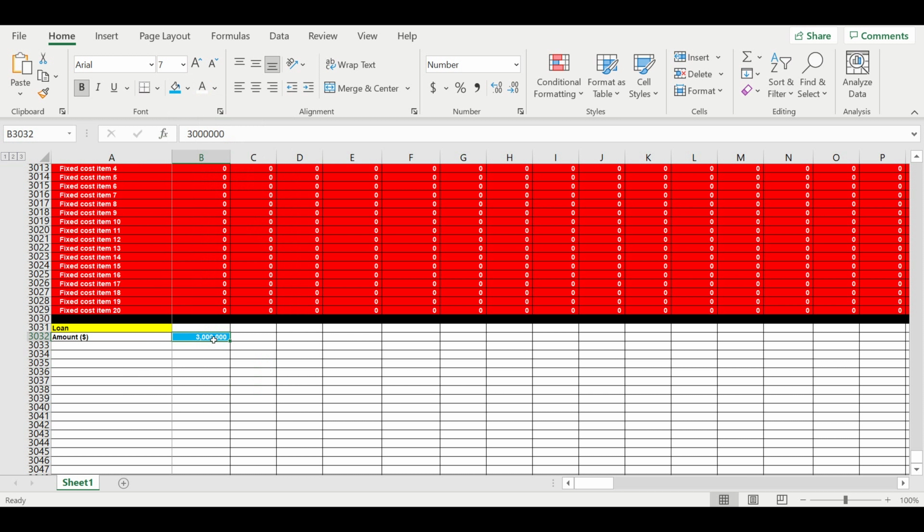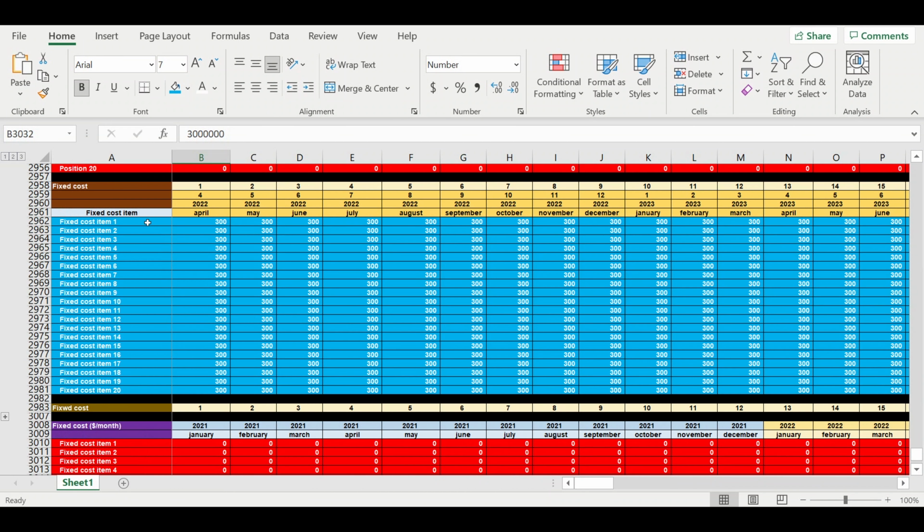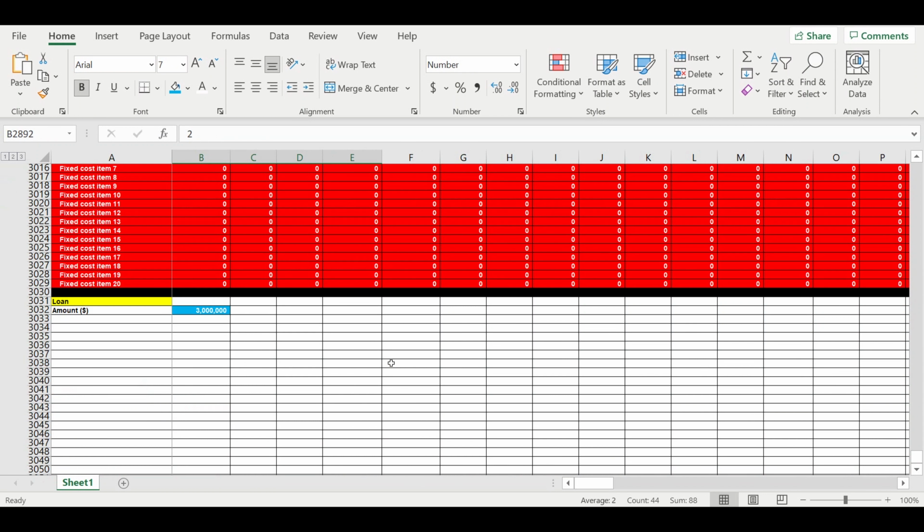So this is the color of our inputs. This is the unique color of inputs through all our model. These are the inputs. All inputs are marked with the unique color.